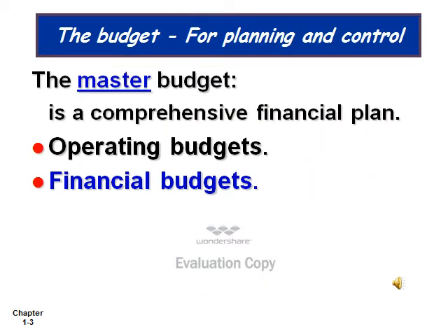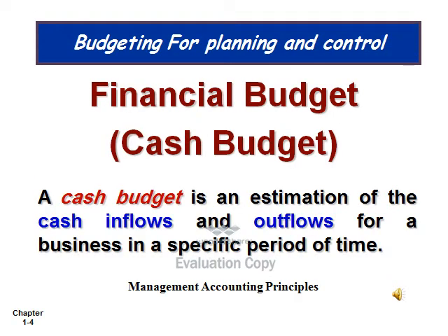The master budget is a comprehensive financial plan. It's divided into operating budgets and financial budgets. We had studied operating budget and now we'll study financial budget. Financial budgets include cash budget and capital budget. In this lecture we'll study cash budget.